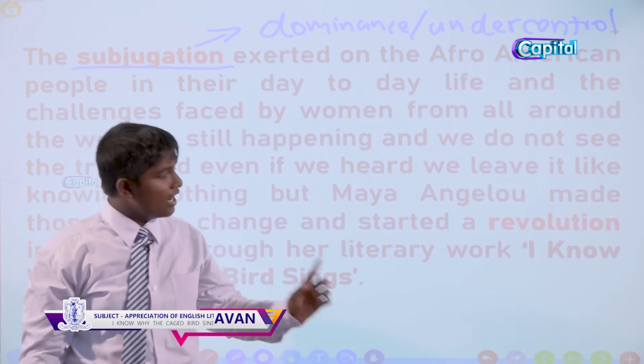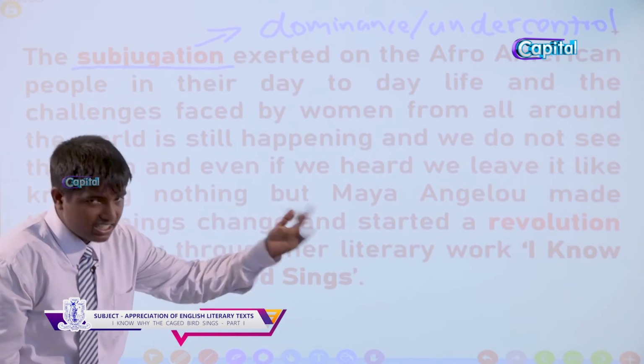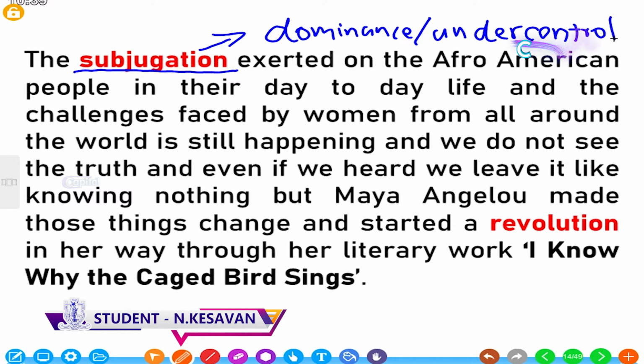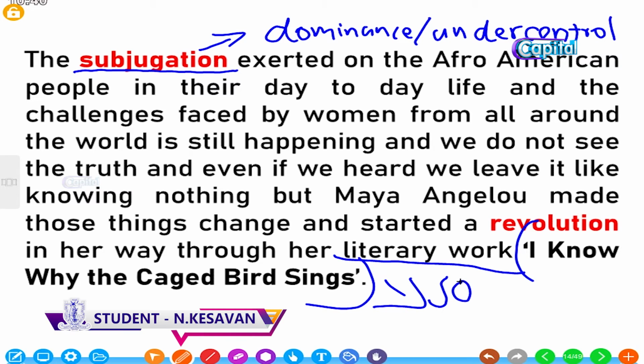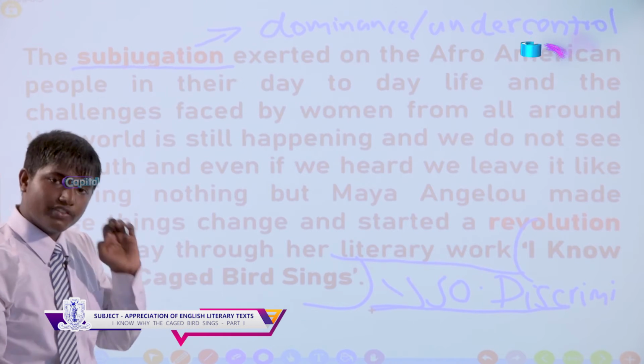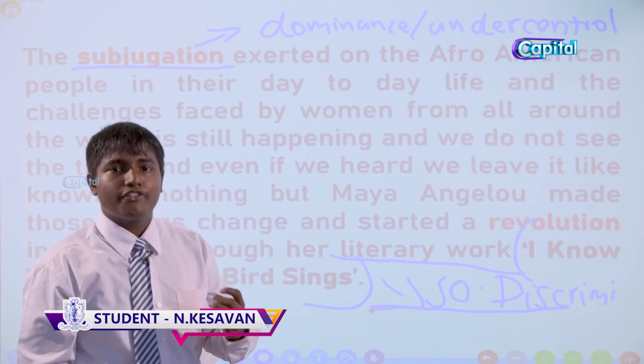If you are ruled by somebody else, we simply call it being under the control of somebody. The subjugation exerted on Afro-American people in their day-to-day life, and the challenges faced by women from all around the world, is still happening. We do not see the truth, and even if we hear it, we act like we don't know anything. But Maya Angelou made those things change and started a revolution in her way through her literary work, I Know Why the Caged Bird Sings. This literary work was written to fight against social discrimination, because of the cruelty faced by the Afro-Americans.